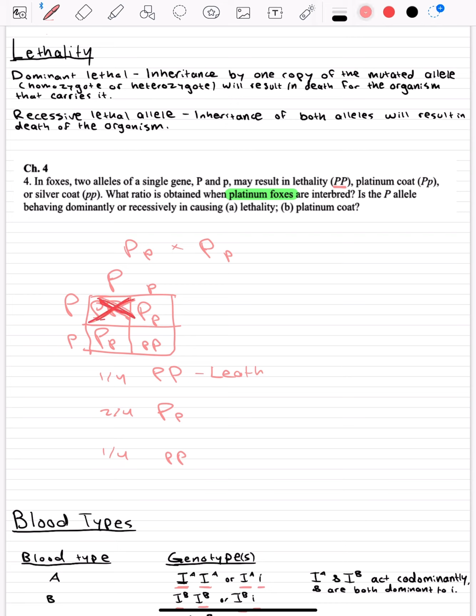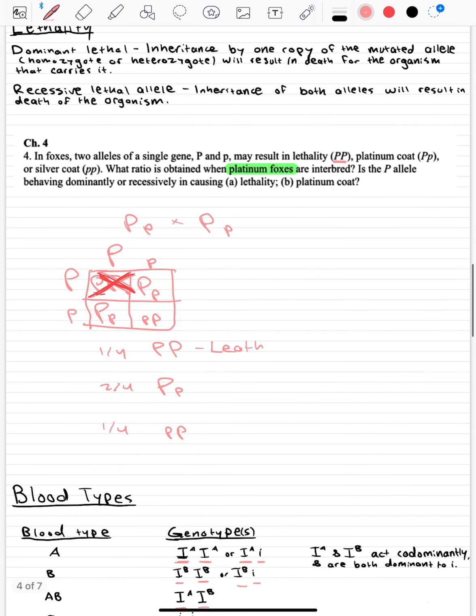So now we have to make a new ratio for the progeny. Now we have a total of 3 boxes. We have 2 out of 3 of them having the big P, little p genotype, and 1 out of 3 of them having the little p, little p genotype. Alright, so this is the ratio that would be obtained if these two foxes were interbred.